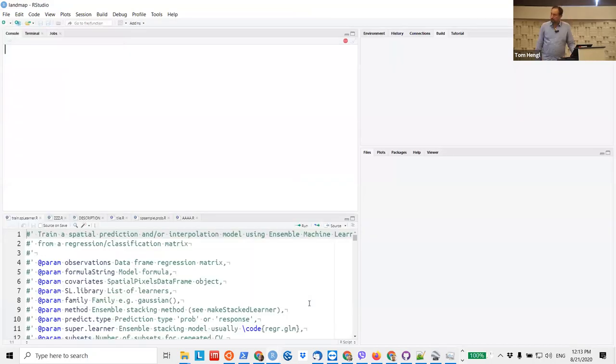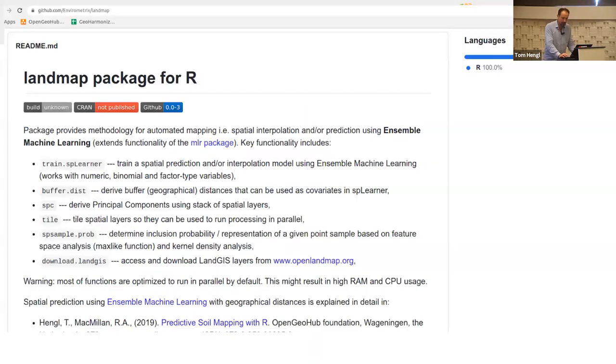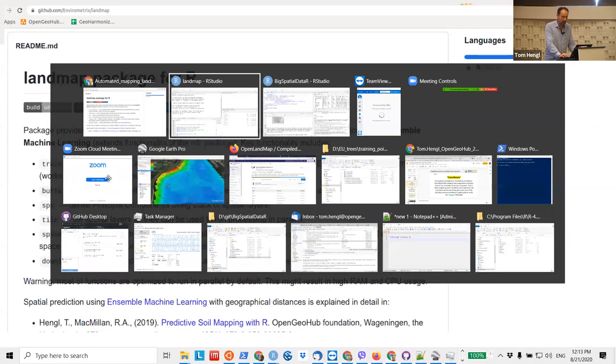And this landmap package, as I said, is not on CRAN, so you have to install it from GitHub. It takes a few steps. It's still not optimized, so it's not going to work with large data, so please be careful. But officially, yes, you can install it, and then let me run a simple example.